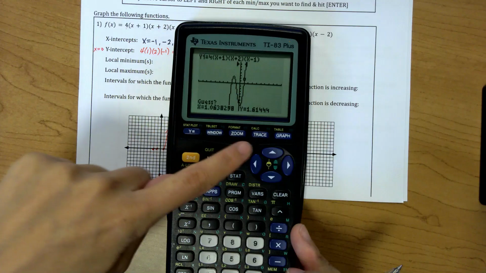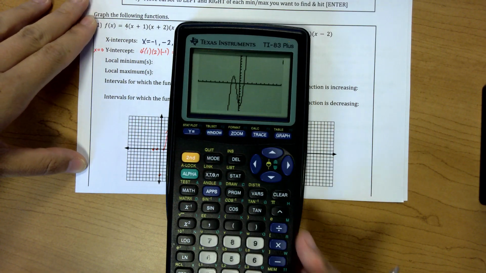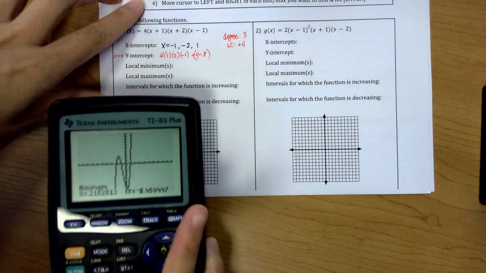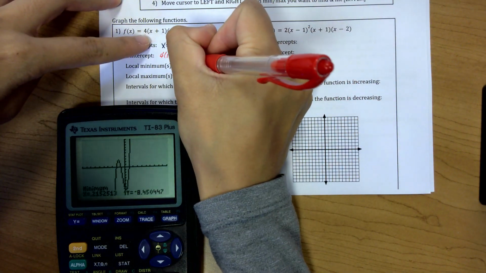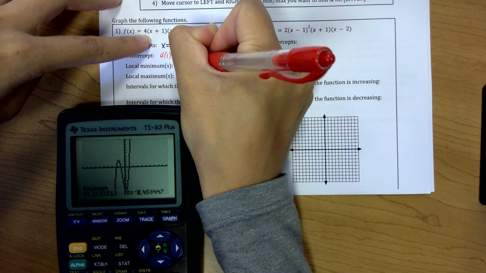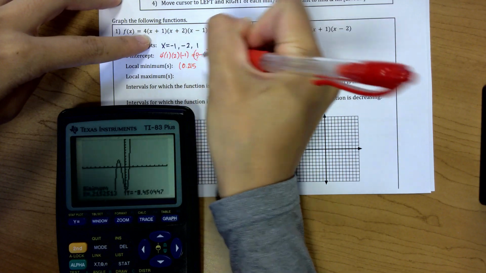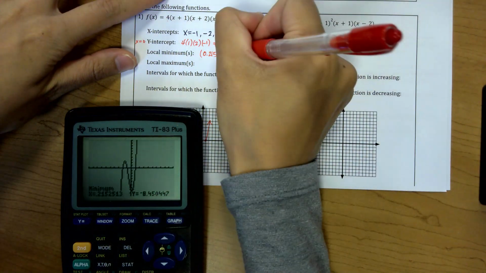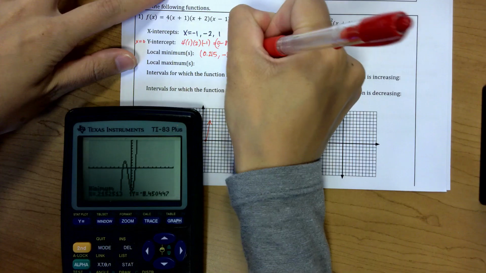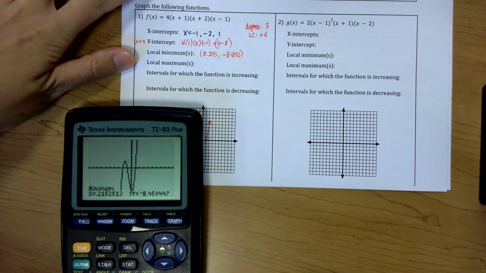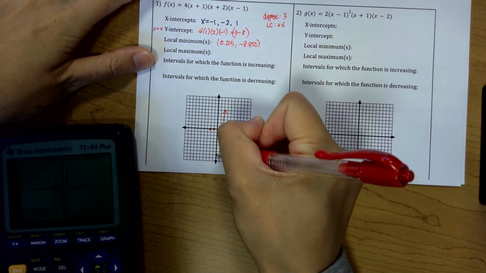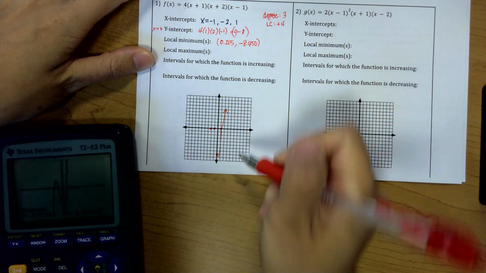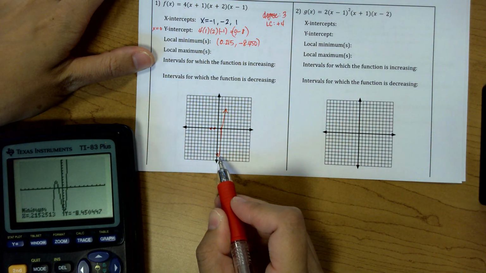And so now in between these 2 points, it will give me the local minimum, which is at x equals 0.215. So this will be at 0.215. Okay. The y value is negative 8.450. And so that means I'm going to have a local minimum down here. Okay. Notice like my minimum is a little lower.